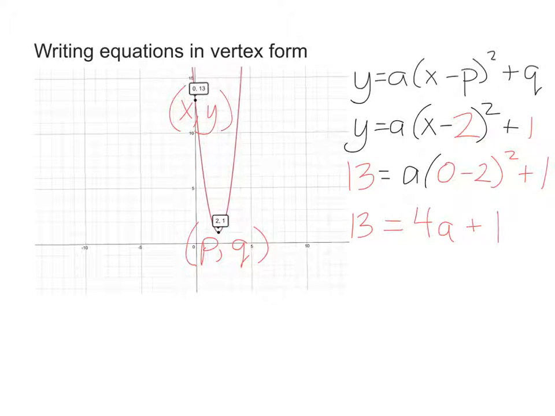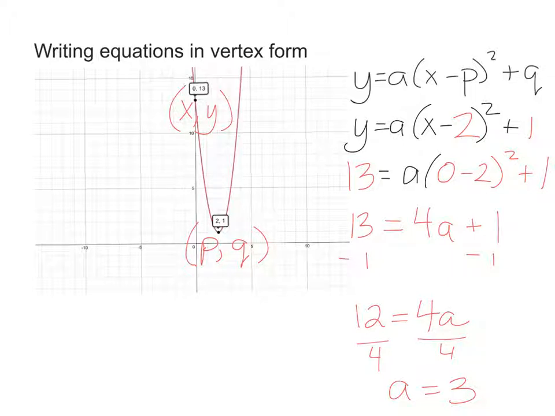How do you solve that linear equation? Subtract 1 from both sides. So I get 12 equals 4a. Divide by 4. What does a equal? A equals 3. By doing it this way, algebraically, we get the exact value of A. And it's not always going to be a whole number. If it is, it's kind of easier to pick it right off the graph, because it looked like it went up 3 when it went over 1. But it's not always easy to pick off the graph like that. If we solve it algebraically, then we know for sure we have the right answer.